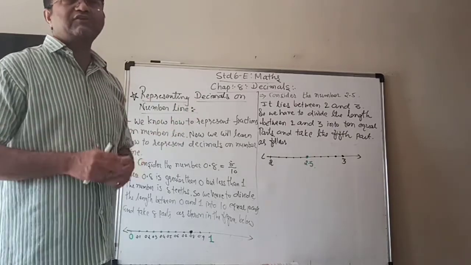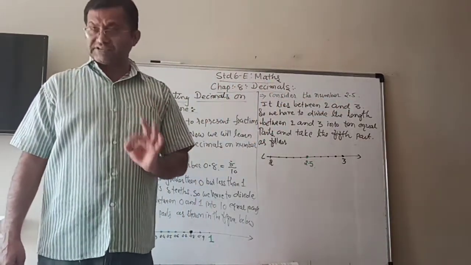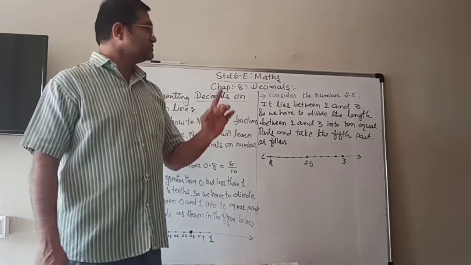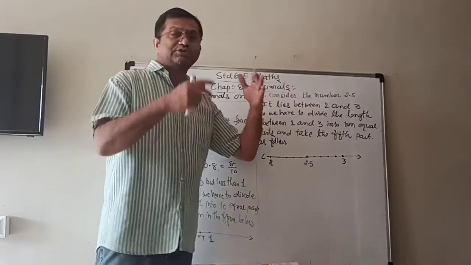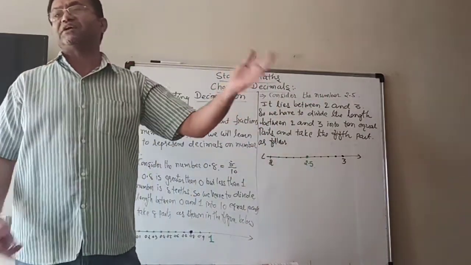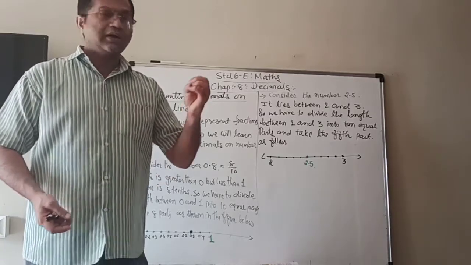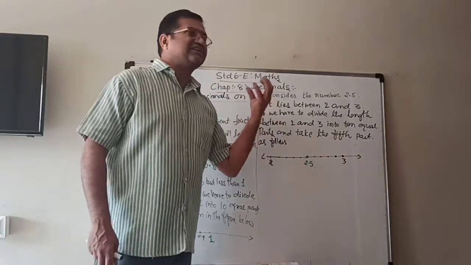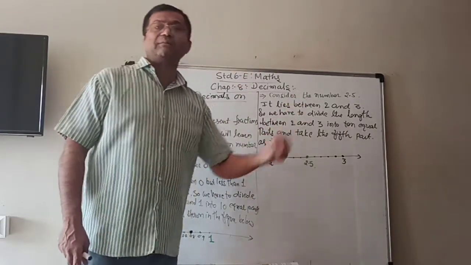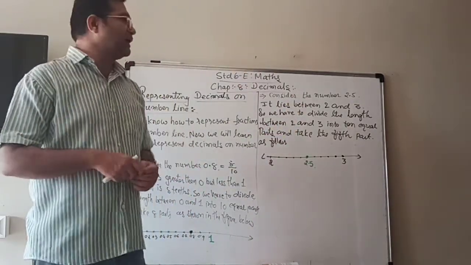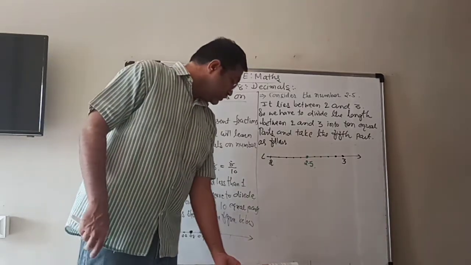It is very simple. Just look at the number before the decimal point. If it is 0, then it is between 0 and 1. If it is 2, then it is between 2 and 3. If it is 3, then it is between 3 and 4, and so on. So by this method we can easily represent any decimal number on the number line.